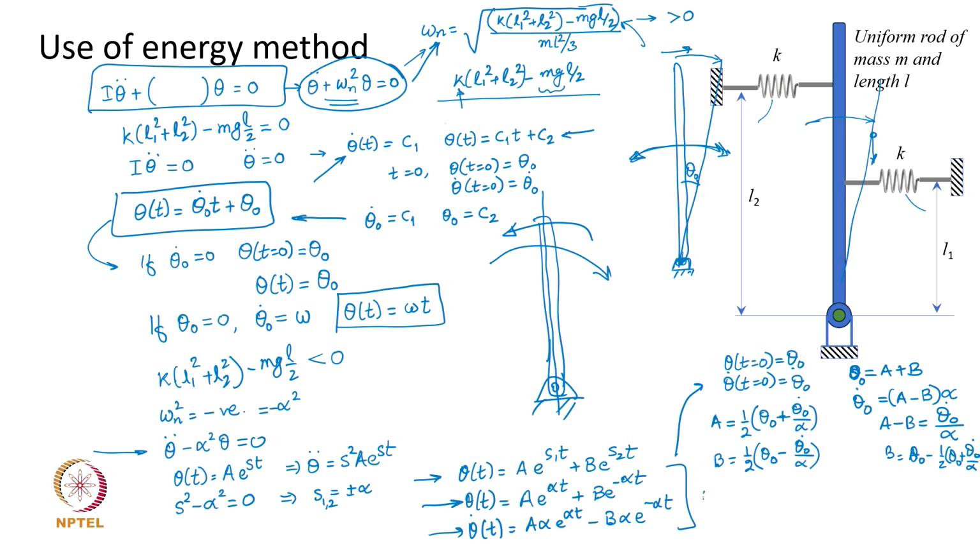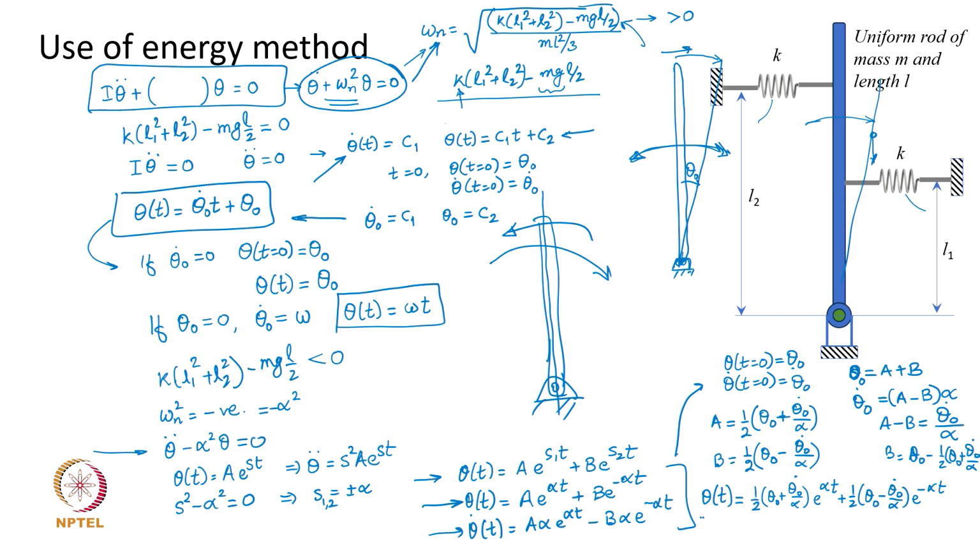And now I can write the final expression of theta t, which is equal to, if I substitute for a and b, half of theta naught plus theta naught dot by alpha e to the power alpha t, because a is with alpha t, and then plus half of theta naught minus theta naught dot by alpha e to the power minus alpha t.